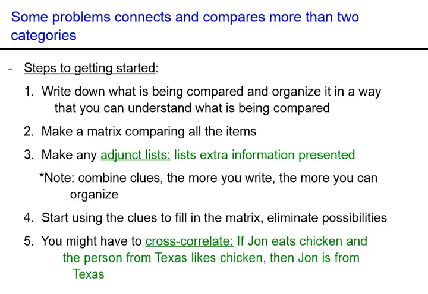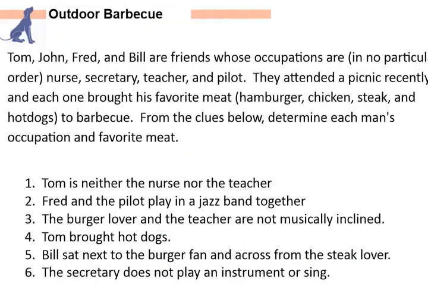You may need to make an adjunct list, that's a list of extra information that's presented that you might not be able to put into your matrix right away. You start using the clues to fill in the matrix and you eliminate possibilities, and then you can do some cross-correlating, and what that means is, an example would be if John eats chicken and the person from Texas likes chicken, then John is from Texas. Okay? It's kind of an if-then statement. So let's go through our first example.